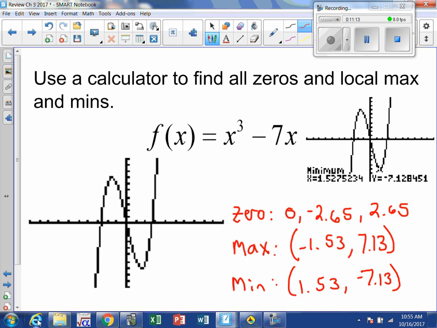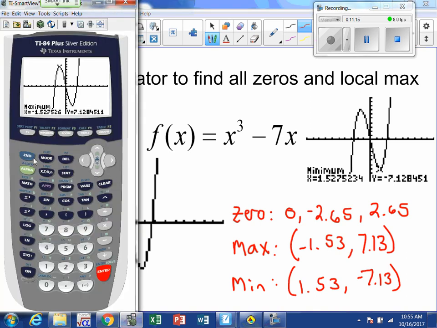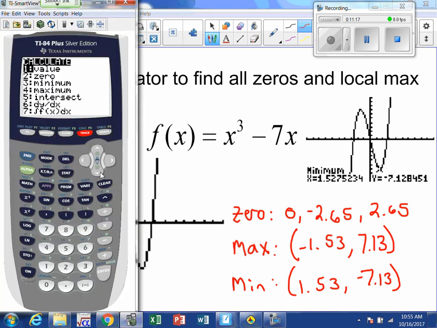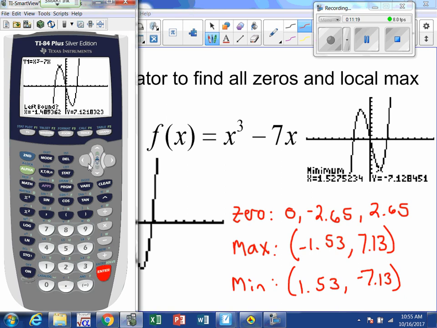And let me just show you how to do that. If I want to find the 0, I go to second trace and I go to 0. Once again, we move the cursor close to the 0 or the x-intercept. We go to the left, a couple clicks, hit enter. The right, go back to the point, right a couple clicks, hit enter. And then hit enter a third time, and you can see we get the negative 2.65.